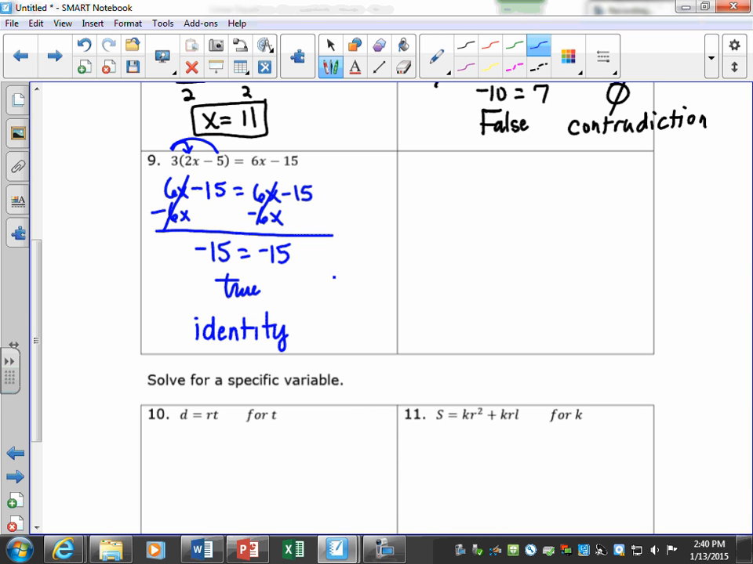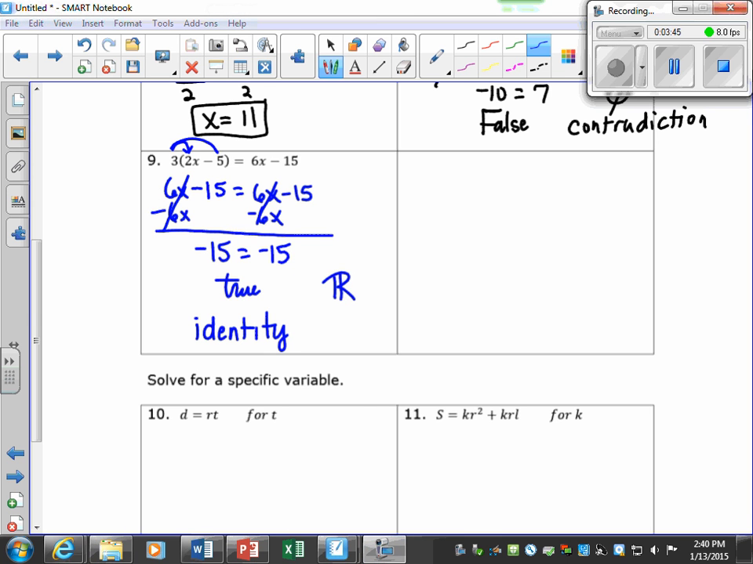Sometimes it's also known as all real numbers, meaning any number that I pick for x and substitute in will give me a true statement. So those are our special cases.